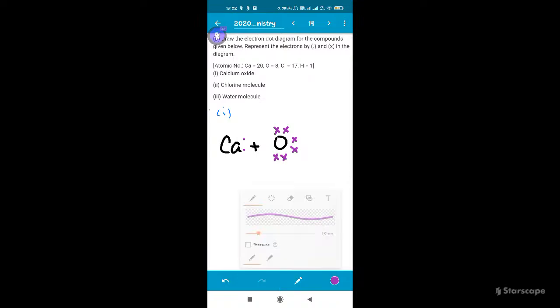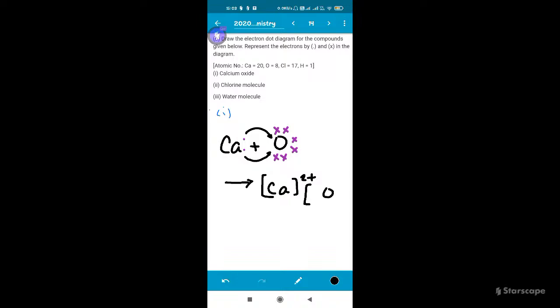So calcium can lose these 2 electrons and oxygen can gain these 2 electrons. So we will have such a structure, Ca2+, and on the side we will have oxygen 2-. Okay, so this is the electron dot structure for calcium oxide. I hope it is clear.